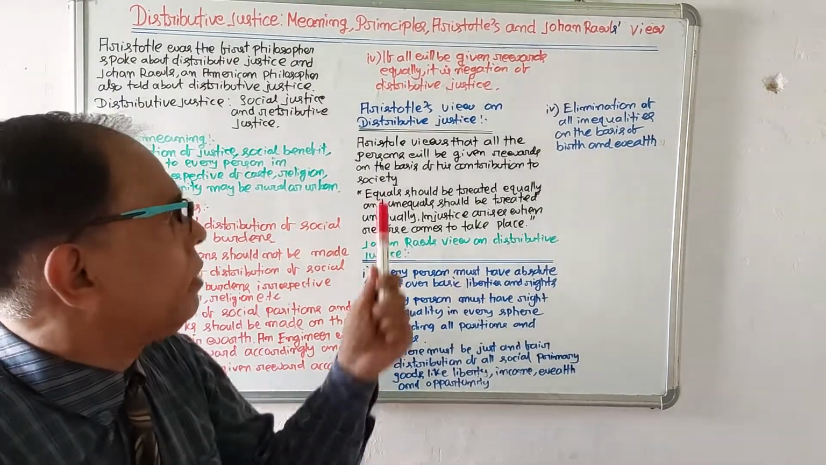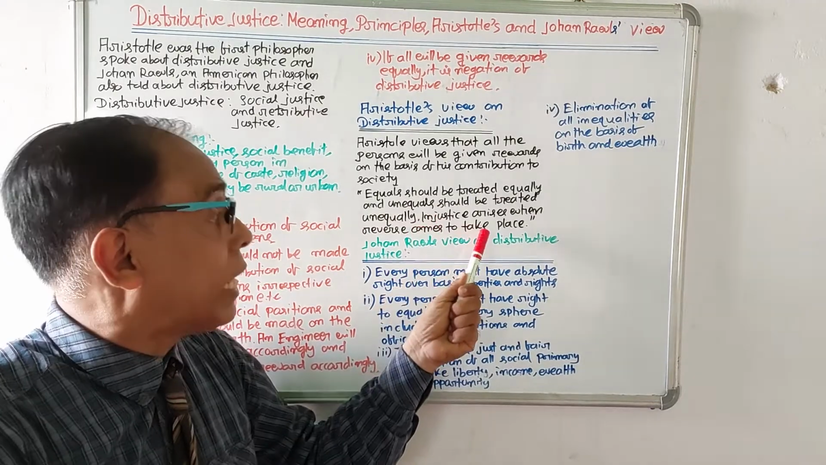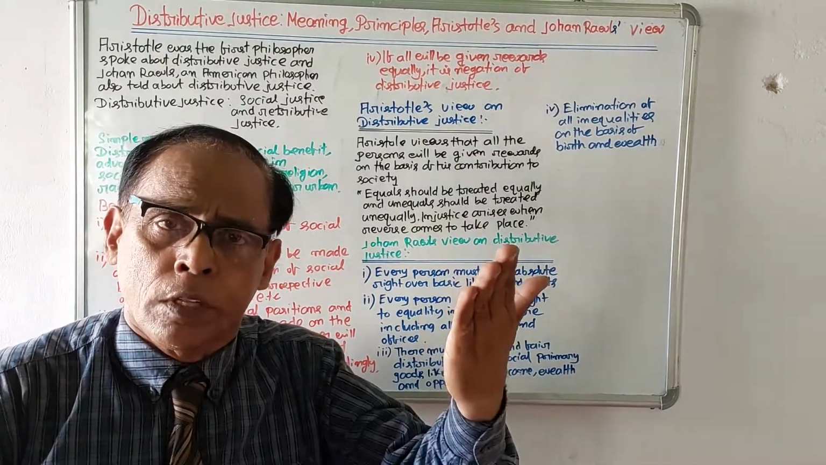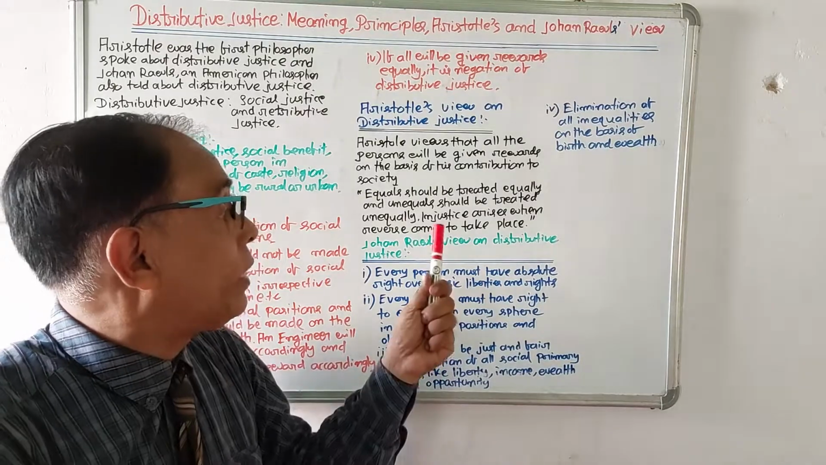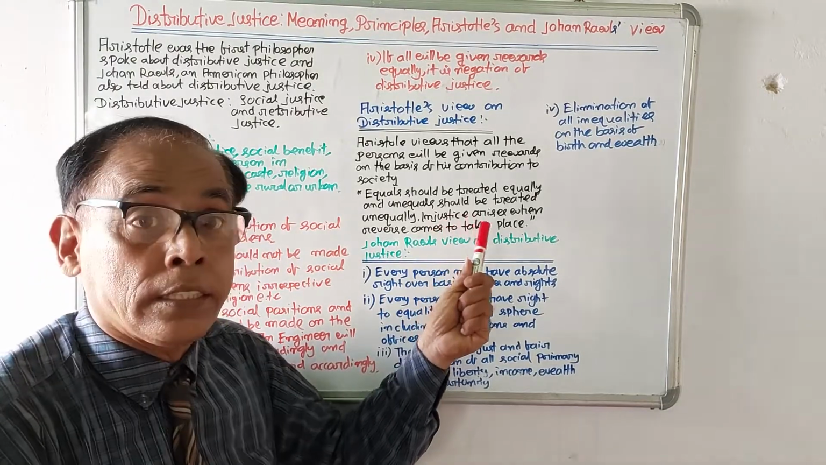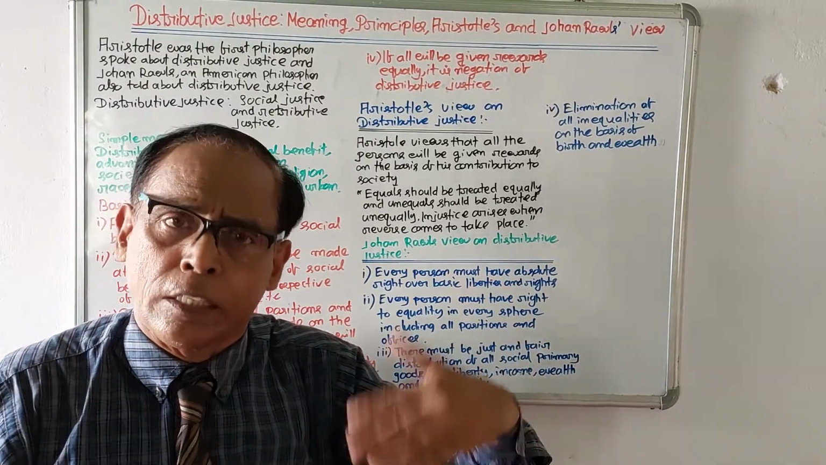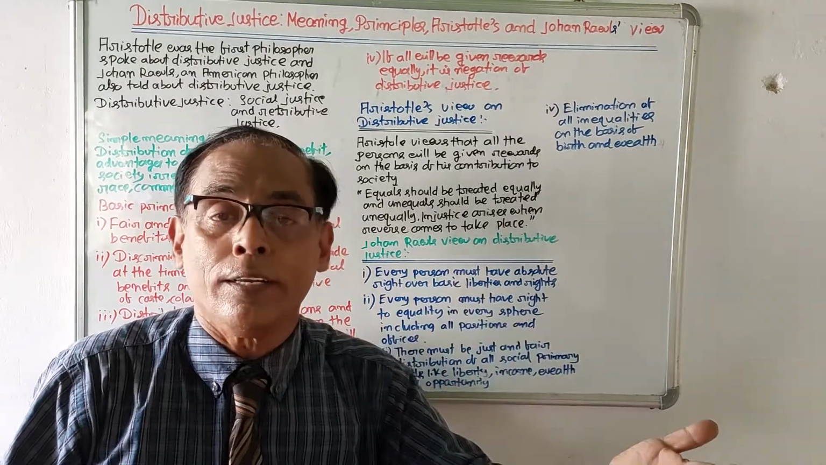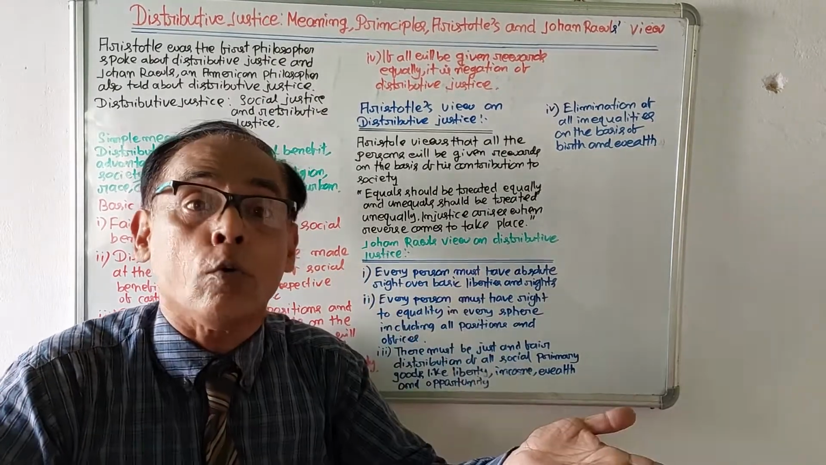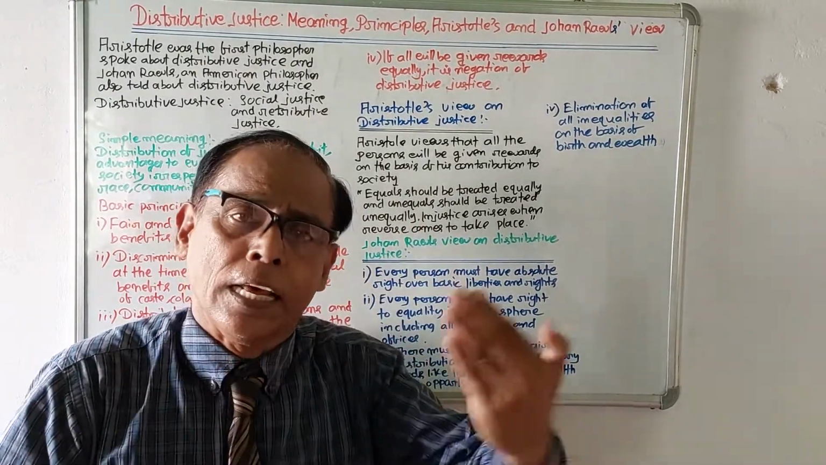Then he told, again a nice thing, equals should be treated equally and unequals should be treated unequally. Injustice arises when the reverse comes to take place. If any reverse will come, it will be injustice. It means equals will be treated equally, unequals will be treated unequally. If equals will be treated unequally and unequals will be treated equally, there will be injustice. It means like persons should be treated alike.